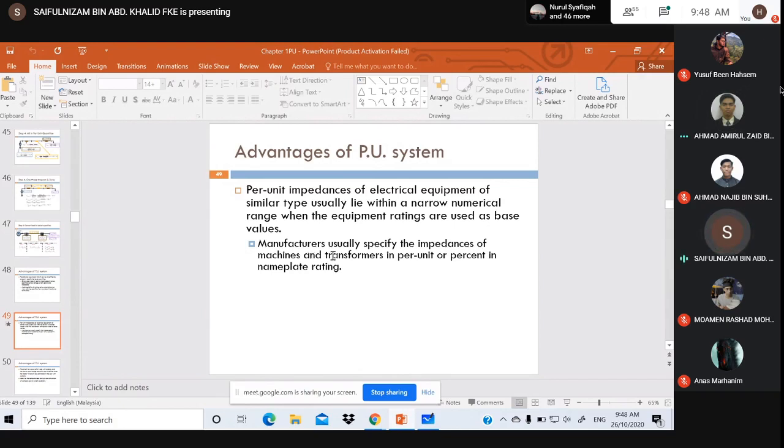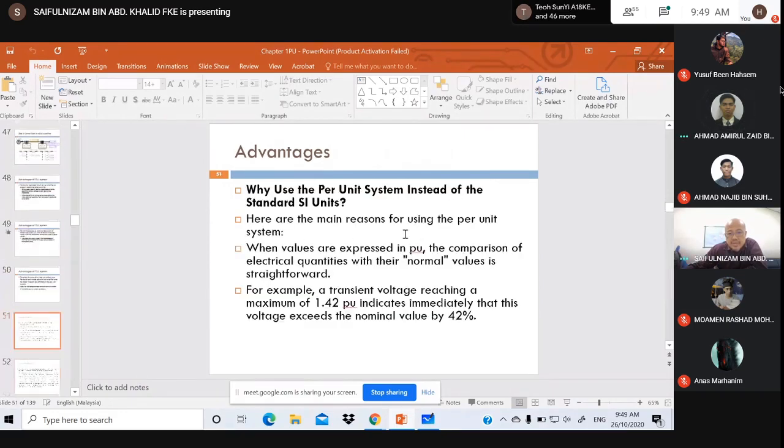So the manufacturer usually specify the impedance of the equipment in per unit. As I said, from the nameplate rating, so all the values are in per unit value. So the impedance can be expressed in per unit or in actual value based on the rating of each component. Okay, why use this per unit system instead of the standard SI unit? And these are the reasons.